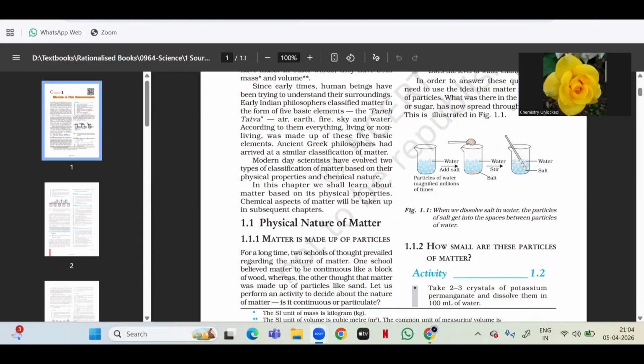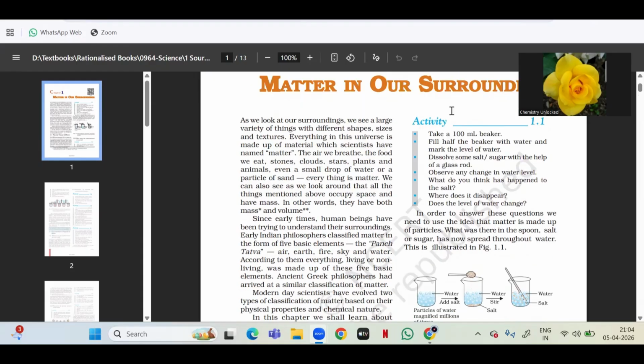Activity 1.1 is the activity which proves that matter is made up of particles and it's not like a continuous block of wood, but it is made up of particles. Now, let's see what we have done in this activity. They have taken a 100 ml beaker and filled it with water. And when you add salt or sugar, where does it disappear? What do you think has happened to the salt? Where does it disappear? And does the level of water change?